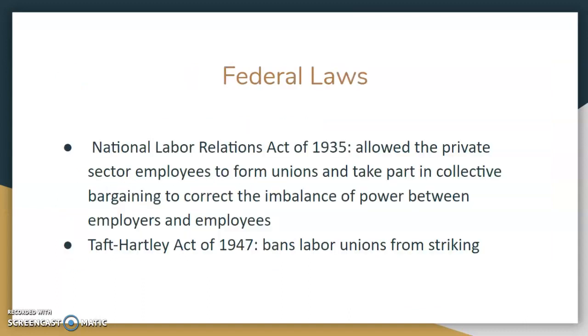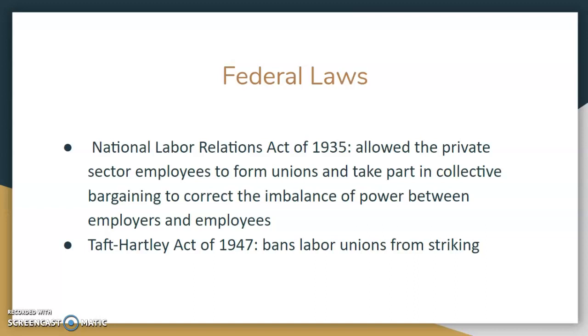Now, while the Constitution does not protect the right to unionize, there are several federal laws that do represent this situation. So first we have the National Labor Relations Act of 1935. Now, this allowed private sector employees to form unions and take part in collective bargaining to correct the imbalance of power between employers and employees. Basically, they found that as one single employee, if I go to my boss, I don't really have a whole lot of power over them. They're my boss. So I can't really negotiate very effectively. So they found there's more power in numbers, obviously, and using that power in numbers tends to make the employers be more fair to their employees.